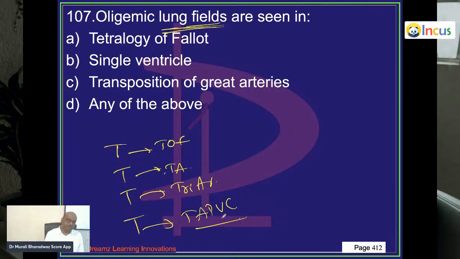Repeat with me. T for TOF. T for Truncus Arteriosus. T for tricuspid atresia. T for total anomalous pulmonary venous circulation. Now, what does the TOF include? TOF means there is a ventricular septal defect.